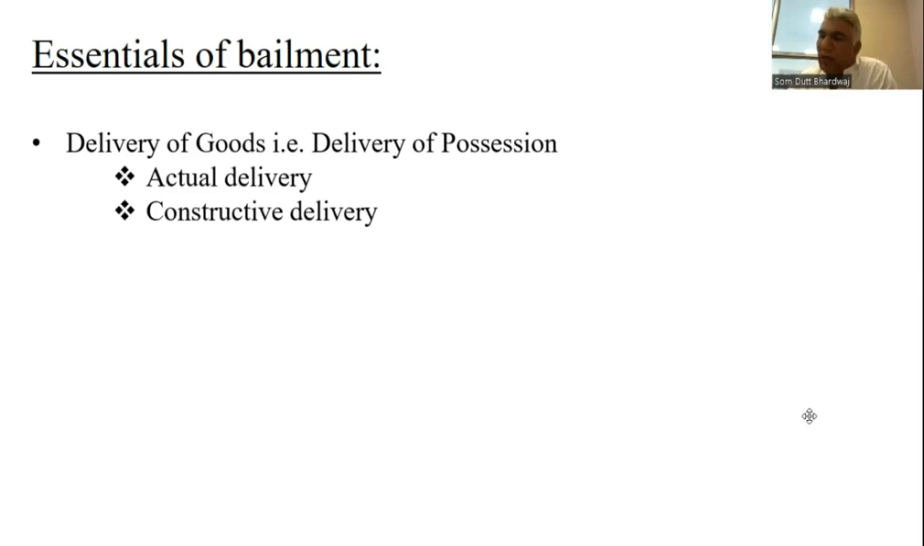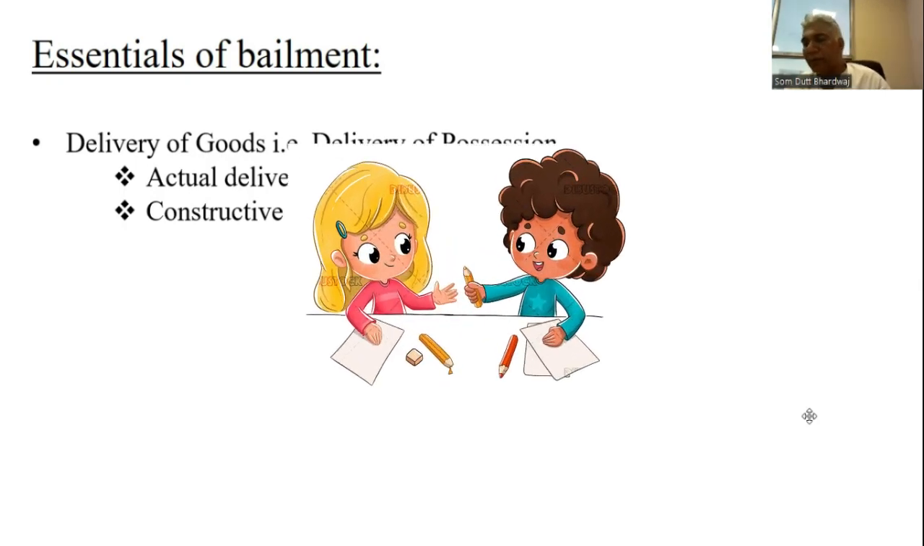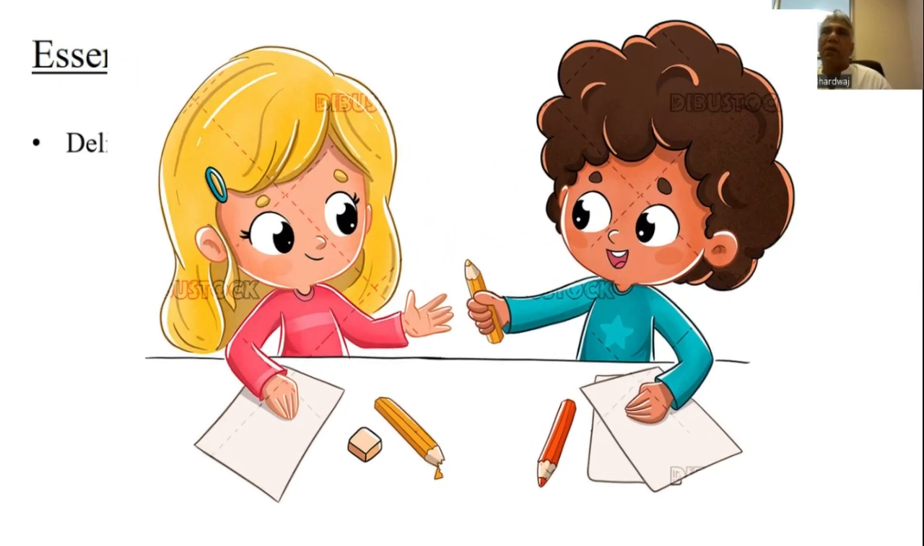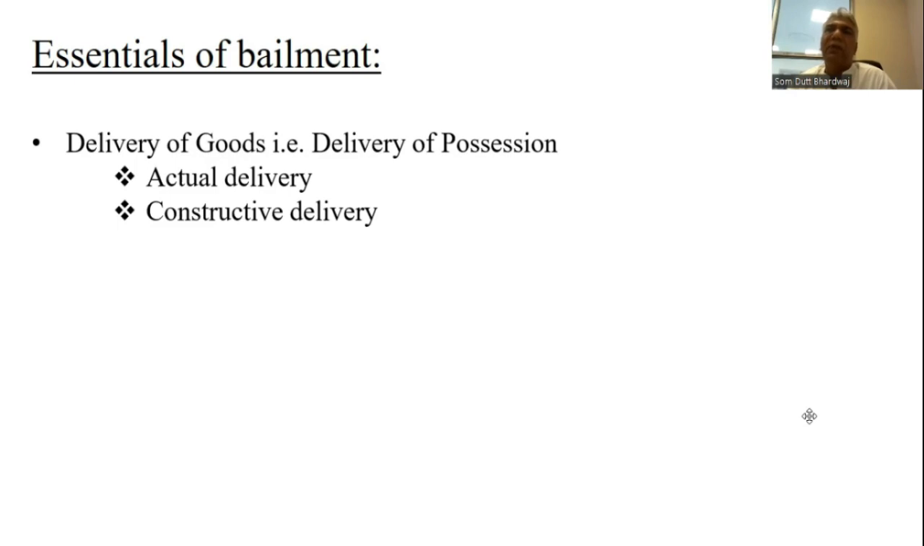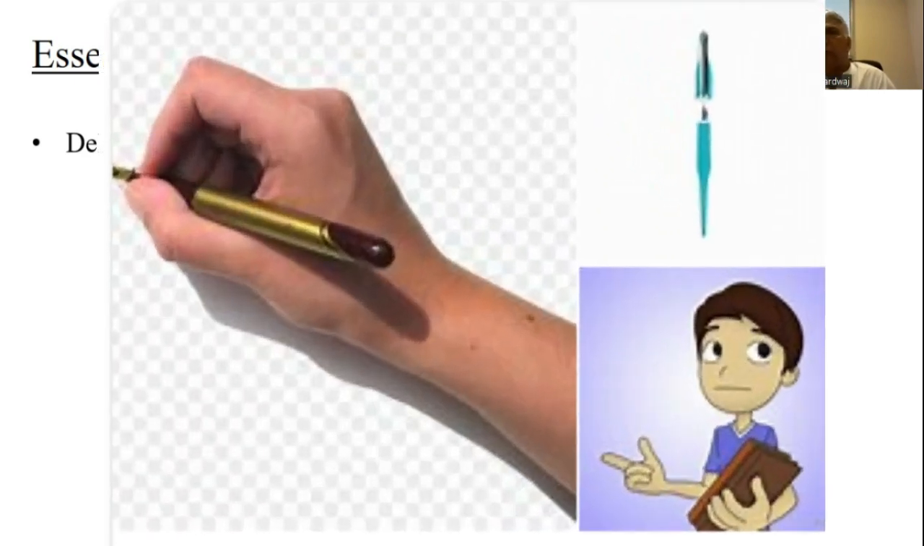When the bailor hands over to the bailee physical possession of the goods, this is what we call actual delivery. So if you are having, say, a pen and somebody wishes to have it for writing one answer, and you give your pen to him in his hand, this is basically actual delivery of the goods. And constructive delivery basically means that the pen was already in the hand of B and he just asked for your permission, can I use your pen to write the answer, and you say yes. So this is the constructive delivery.